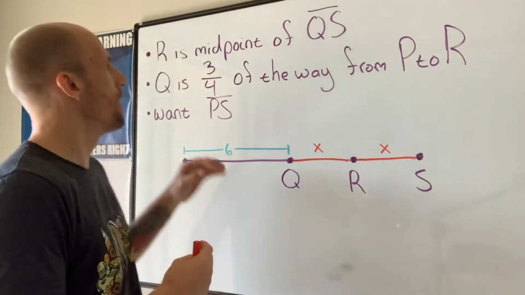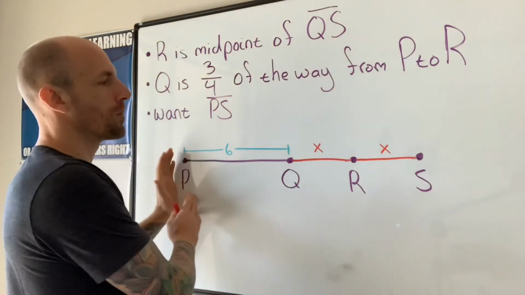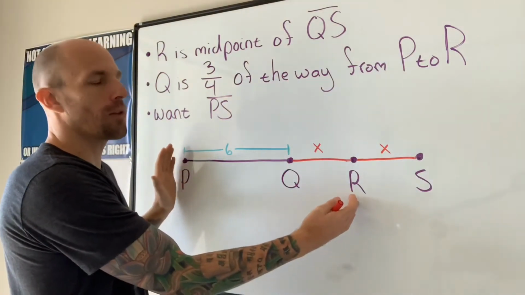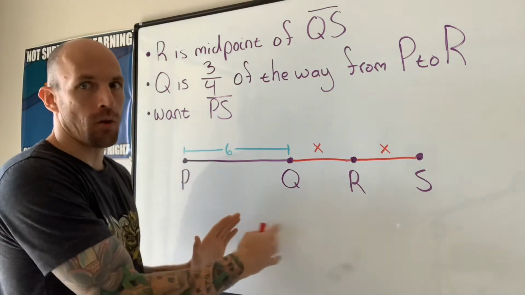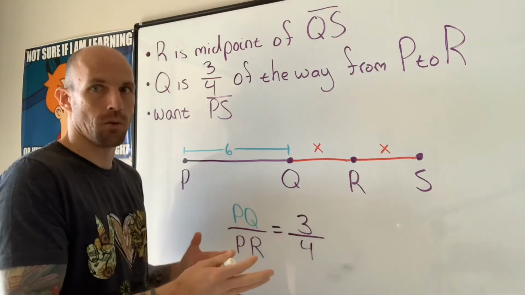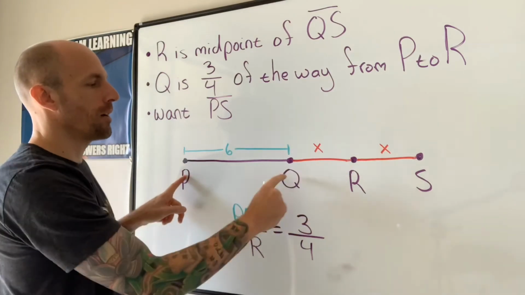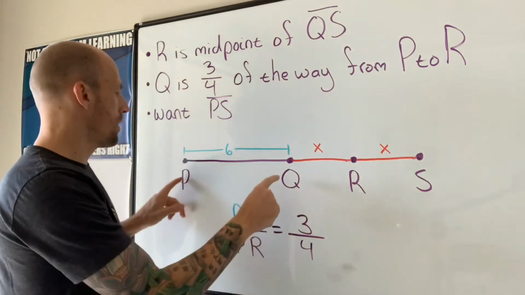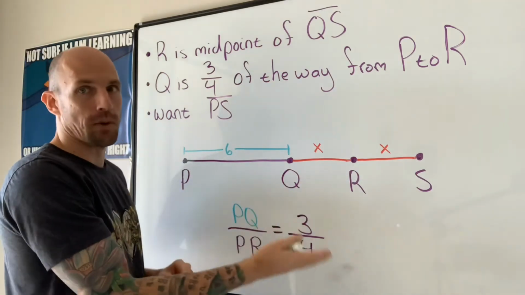Next statement, Q is 3/4 of the way from P to R. Now you could probably figure out the length of PR just by thinking about that one, but I'm going to go ahead and write out a little bit of a relationship here to make it more obvious. Since Q is 3/4 of the way from P to R, that means the ratio of line segment PQ to line segment PR is 3/4.